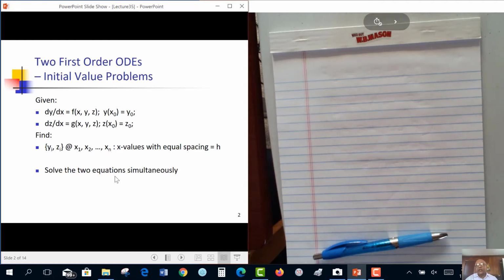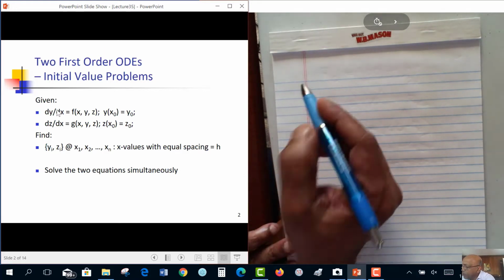Okay, over the last 1 week, we learned how to solve one first order ordinary differential equation. Now, today we are going to learn how to solve two first order ordinary differential equations. Once we generalize from 1 to 2, then we can go from 1 to many. And you will see it is a very simple generalization. So let's pose our problem.